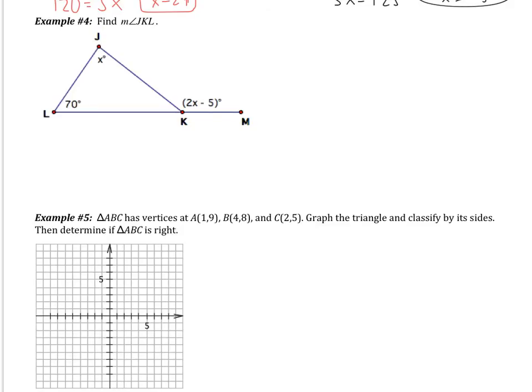Okay, this example is optional. If you get the idea, you can move on to example 5. If not, and you want one more practice problem, I'm going to go through this one with you.